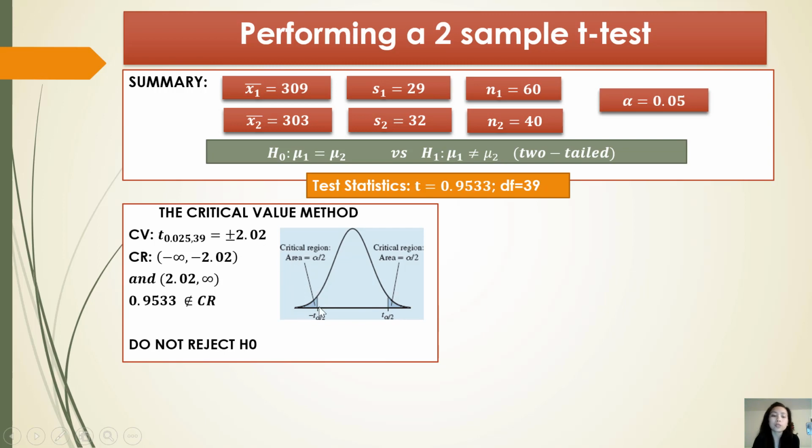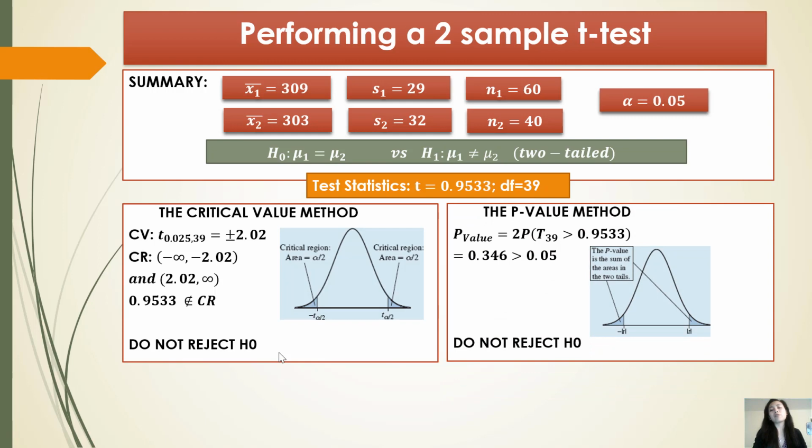And the critical region should be the shaded area here, that means the two-tail area. So it should be on the left of the negative critical value and on the right side of the positive critical value. Next, we notice that the test statistic, 0.9533, is in the middle, somewhere between negative 2.02 and 2.02. That means the test statistic falls into the acceptance region and does not fall into the critical region. So we do not reject the null hypothesis. That's how we run the critical value method.